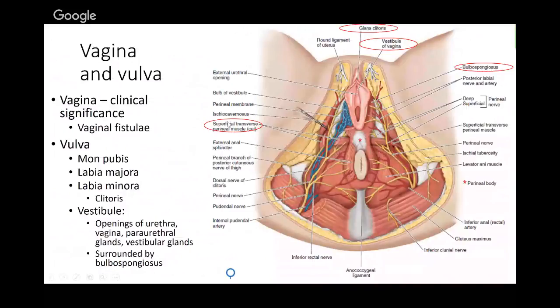And in the perineum, you have the vagina and the vulva. So you know the different parts of the vulva, specifically the vestibule, because this one contains a lot of important structures for physiology. This is where you have the opening of the urethra, the vagina, and the openings of the different glands that are important during sexual activity. The vestibule is surrounded by the bulbospongiosus. So this is an important muscle to remember. And then you have the glans clitoris.